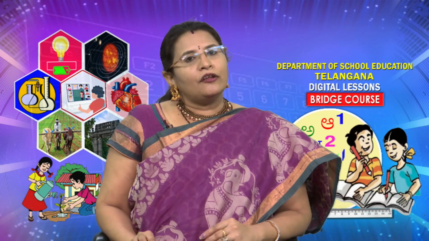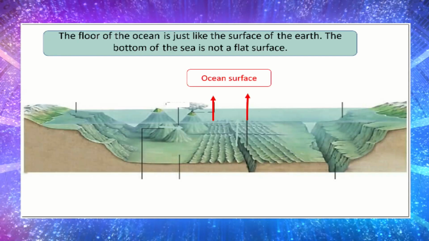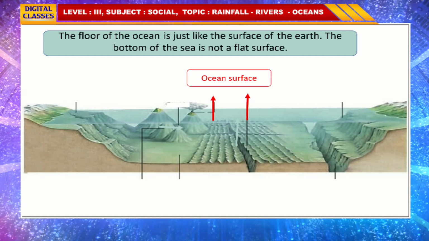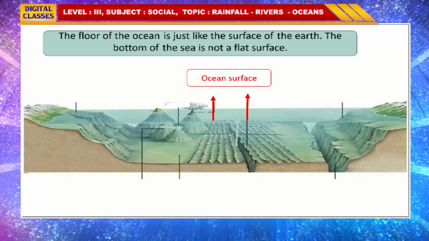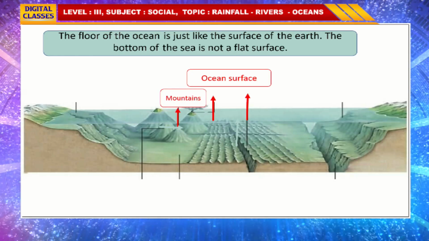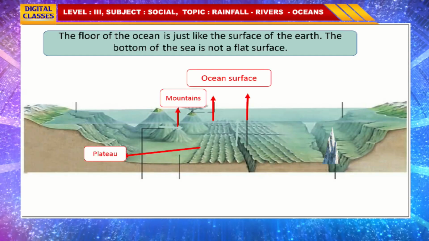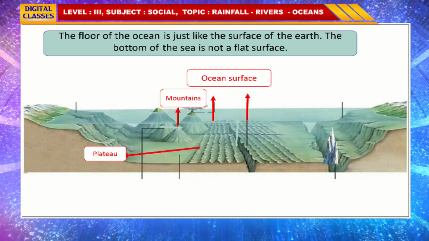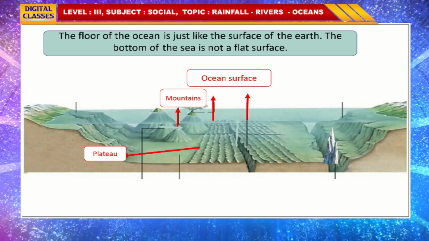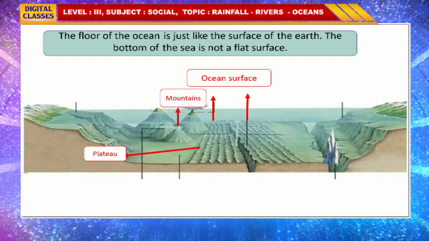Now children, as you find the different relief features on the land surface in the form of plains, plateaus and mountains, similarly the floor of the ocean is just like the surface of the earth. That is, the bottom of the sea is not a flat surface, and you will find mountains, plateaus and trenches on the ocean floor. Some of these trenches are so deep that even the total Mount Everest will go and drown into the trench. And this sea floor extends up to 3 to 6 kilometers.